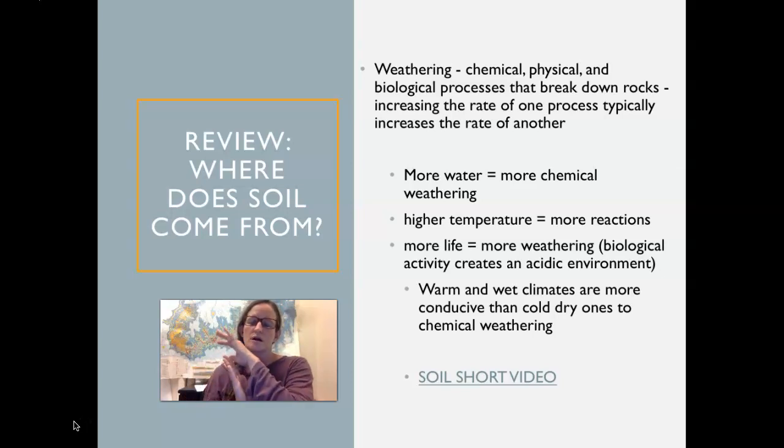The more life activity, the more acidic the environment. So wet, warm, lots of biological activity. Places like the jungle or rainforest are going to have more chemical weathering than, say, a cold, dry place like a cold desert. There's a short video, check that out. It's like 8 minutes, maybe a little bit more, on soils.